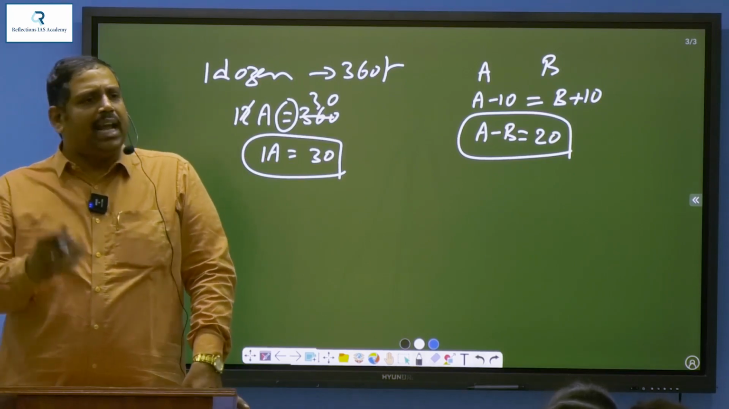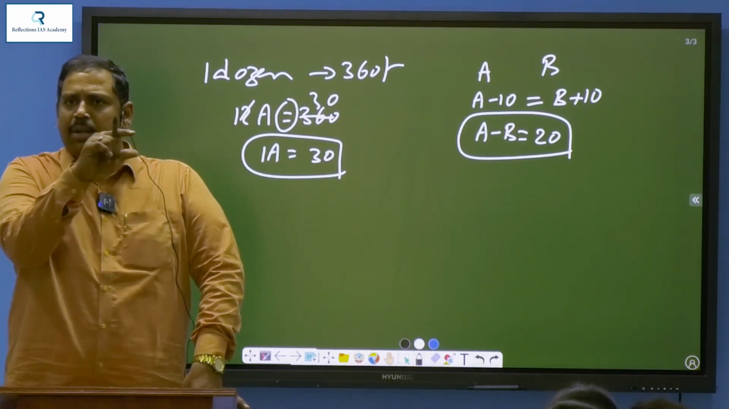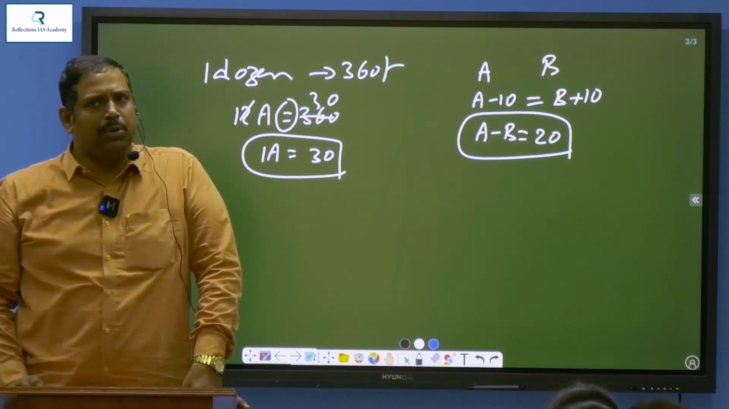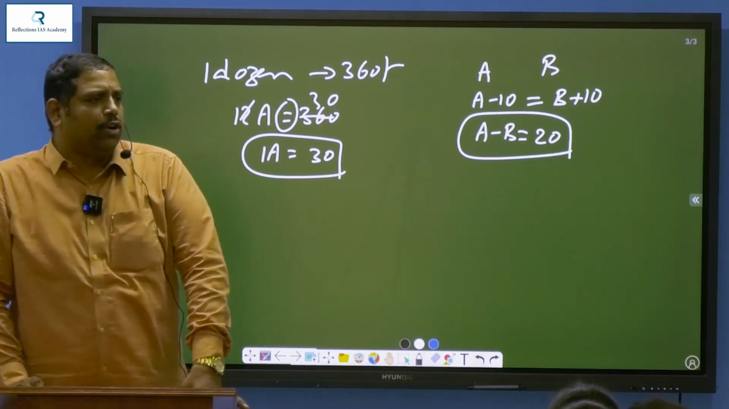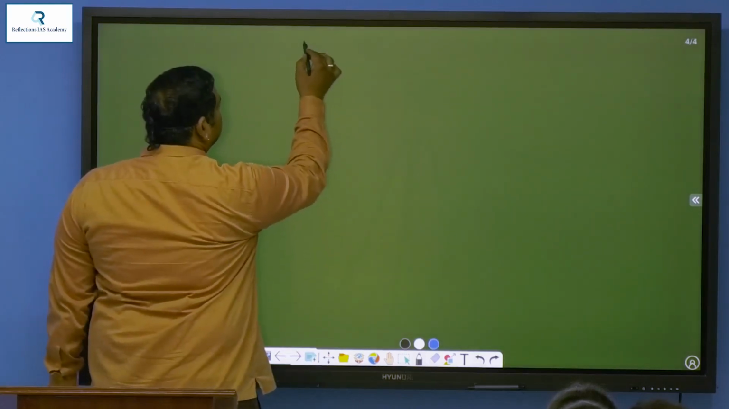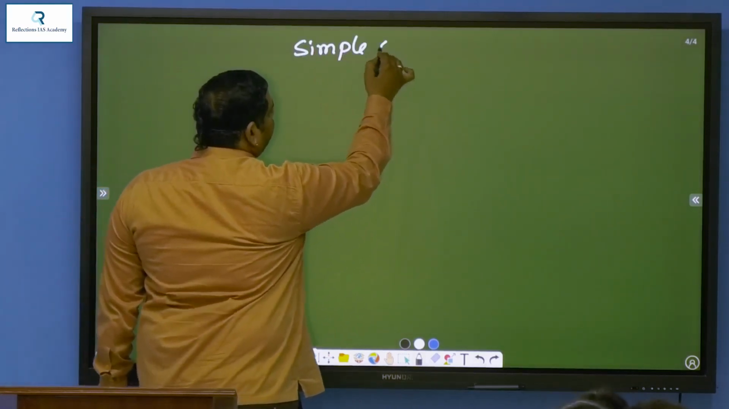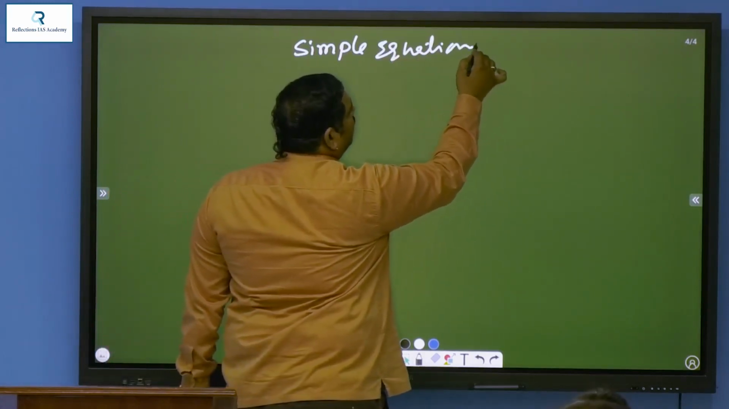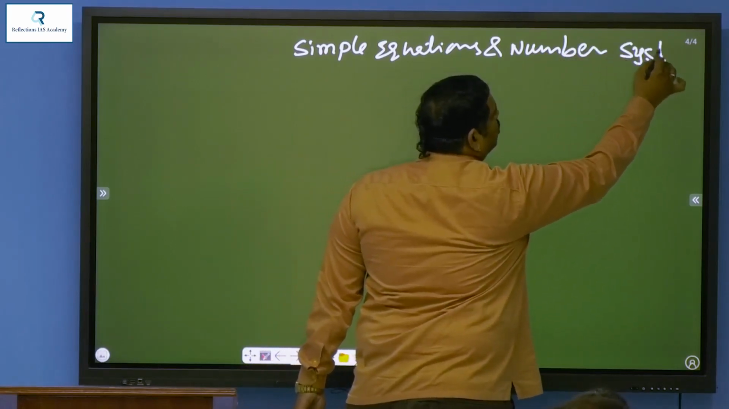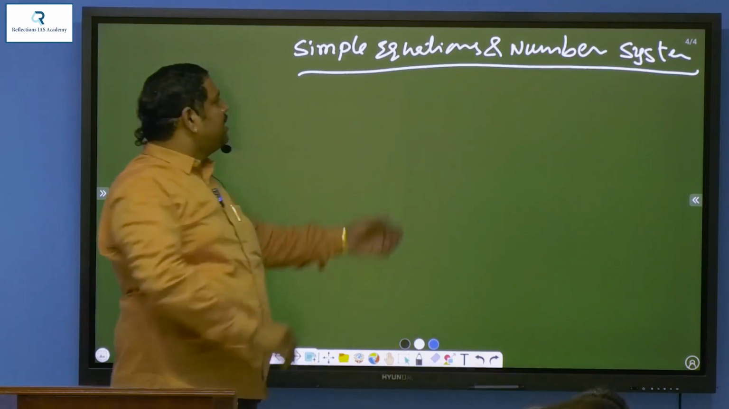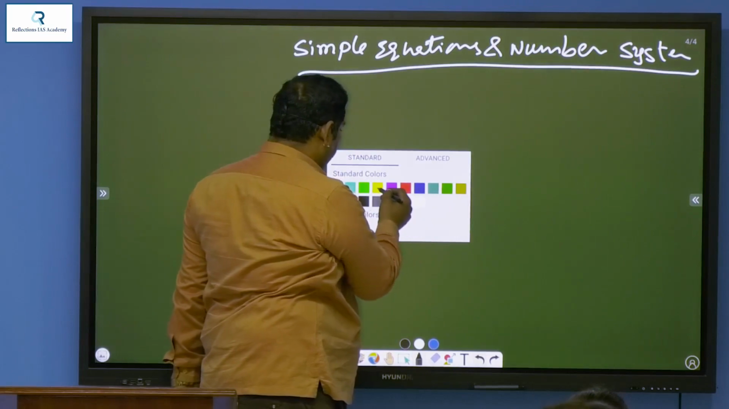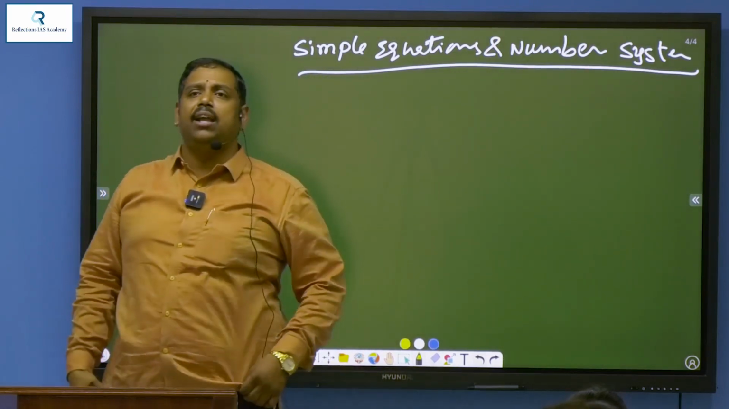Then I'll go to the second handout, give the basics of it, give the handout, again give time to work it out, then I will explain. Hope you understand the structure of the class. Good. Now I'm giving you the handout based on simple equations and number system. As I said earlier, simple equations doesn't have much concept, but number system has a wide area of concepts.